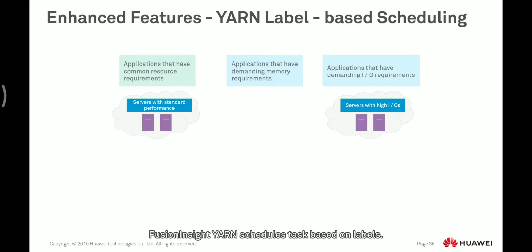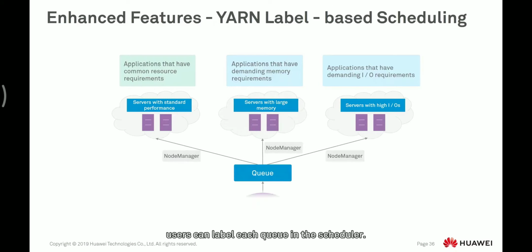So in this case, FusionInsight Yarn schedules tasks based on labels. Users are able to label each Node Manager, for example, labeling a Node Manager with high memory or high I/O. In the meantime, users can label each queue in the scheduler. That is, queues are bound with labels. Jobs submitted to a queue use resources on the labeled node, so tasks run on labeled nodes. For example, tasks that have demanding memory requirements will be submitted to queues with high memory labels, so that tasks can run on servers with large memory.